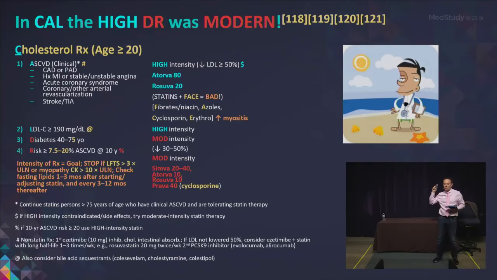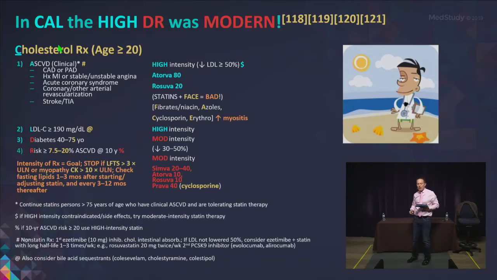So group number 1, and I've got this little mnemonic to try to help you remember: in Cal, the high doctor was modern. So high, it's all about intensity of statin these days. So who should receive high intensity? That's basically the max dose statin. The individuals that should receive the high intensity are the Cal group.